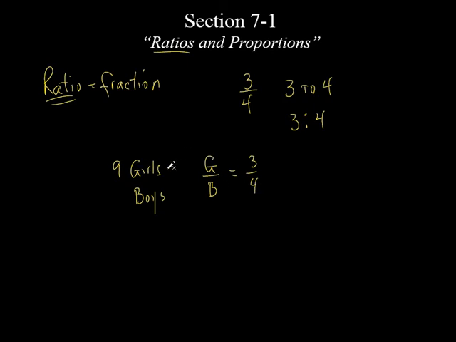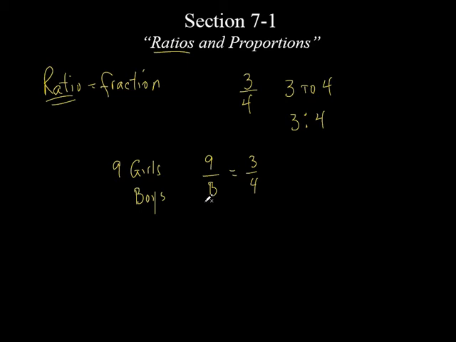If they told me we had 9 girls in the class, look what I could do. I could take this G, and instead of G for girls, let's put how many girls we have in the class. How many girls did we say? Well, there's 9 girls. And look what we can do. We can actually figure out what B is equal to.